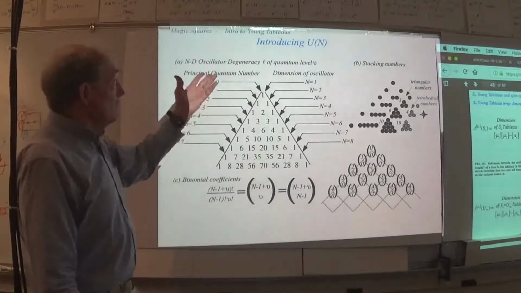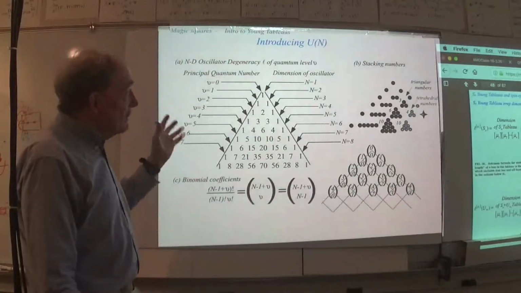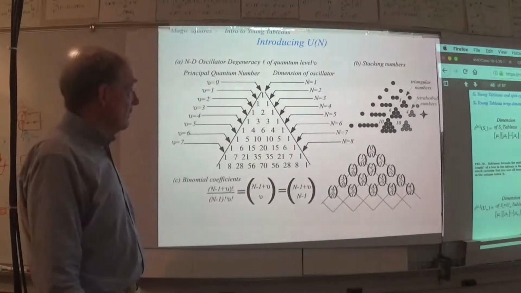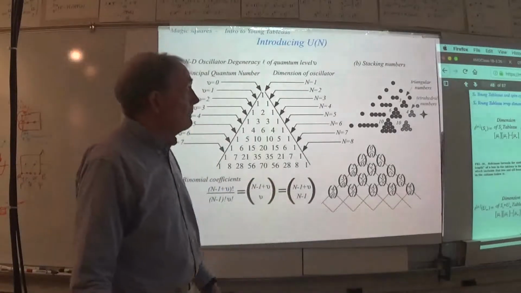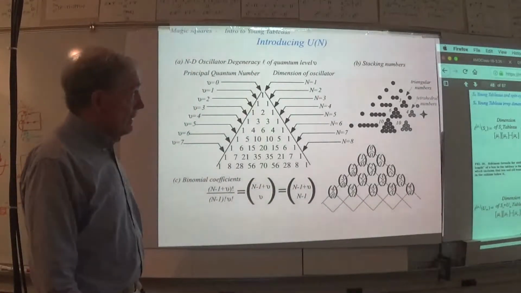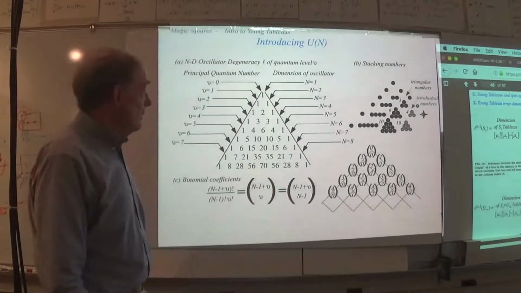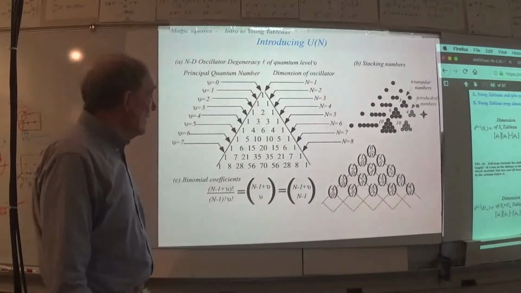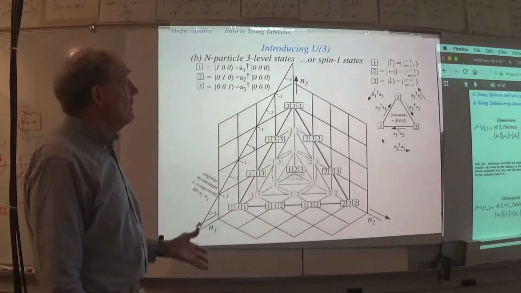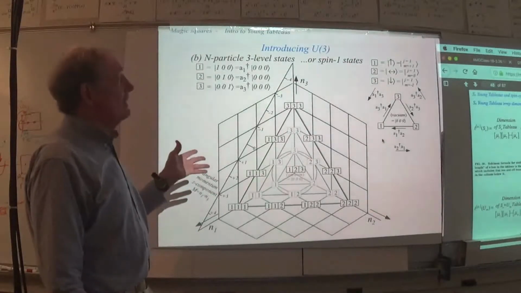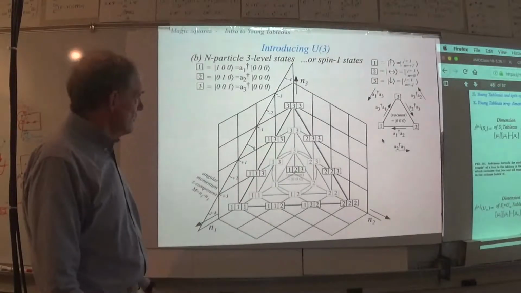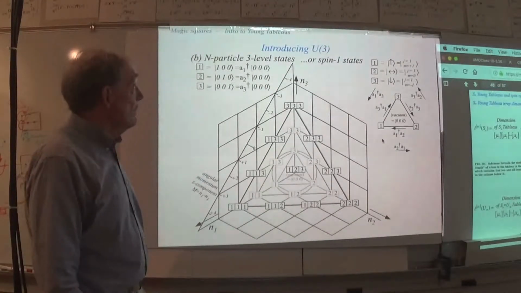Now, when you're introducing unitary, we've already done this with the oscillator. It's pretty easy as you go to higher dimensions of oscillators to get the numbers that represent their dimensions. It starts out just being stacking numbers, or triangular numbers and things. So if you're willing to work with just symmetric states, it's pretty easy. Remember, we had bosons, so you don't have to go too far.